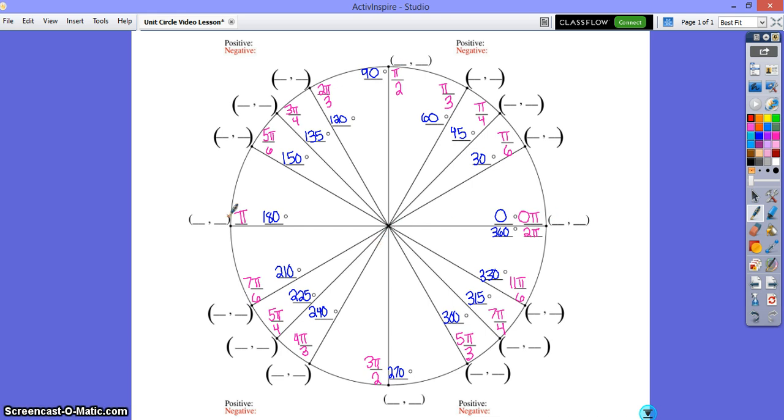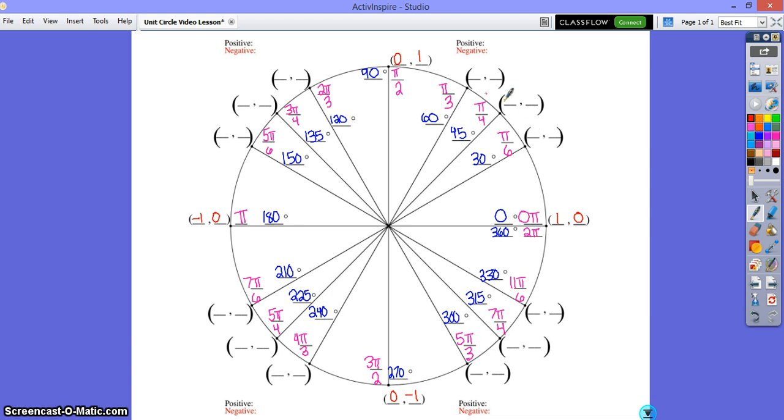First, I'm going to do the 4 90-degree points. We know that the circle has a radius of 1, and the center here is at 0, 0. So if I go 1 straight across, this point would be 1, 0. If I go 1 straight up, this point would be 0, 1. If I go to the left 1, this point would be negative 1, 0. And if I go down 1, this point would be 0, negative 1.